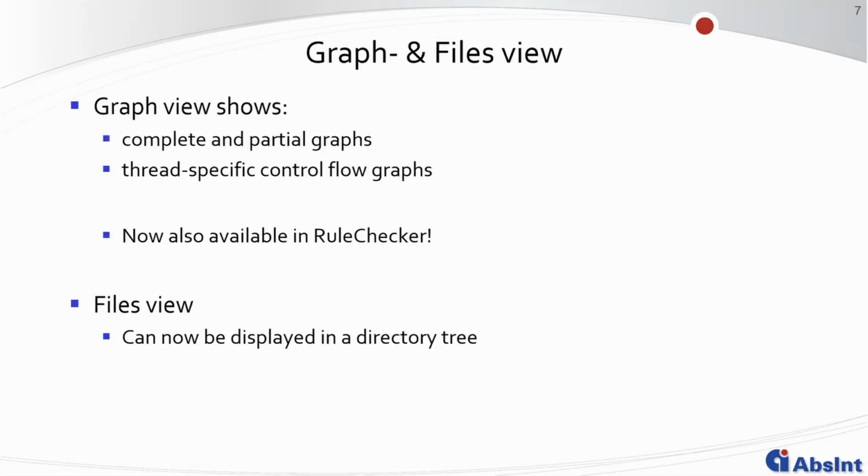Let's move on to the graph view, which we redesigned and restructured. It can now show complete and partial call graphs for any function in the analyzed program. It is also possible to display thread-specific control flow graphs. Completely new is that the graph view is now also available in RuleChecker. Additionally, we updated the files view to be able to show the files in a directory tree. Let me show you these exciting news in the tool itself.